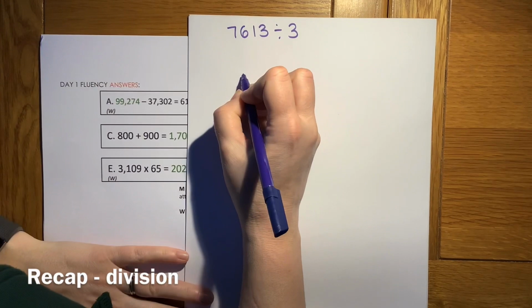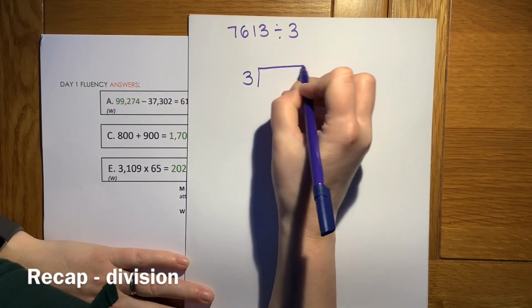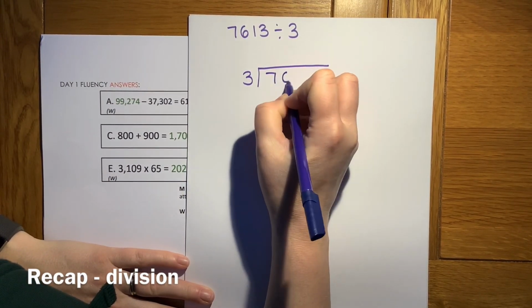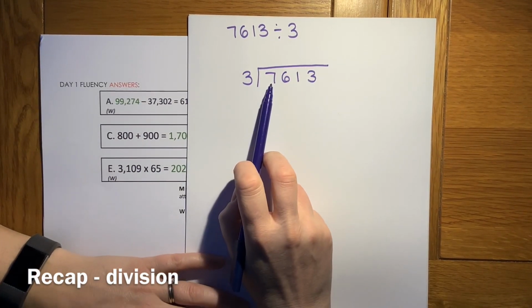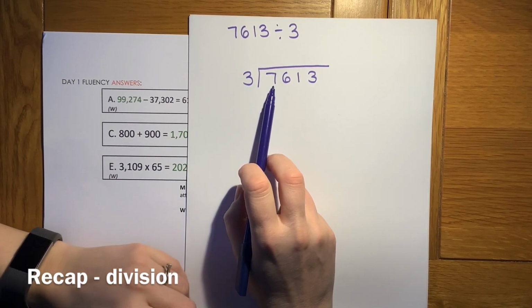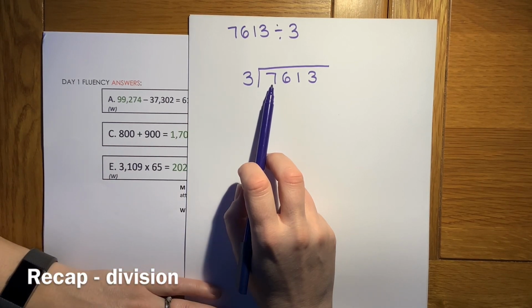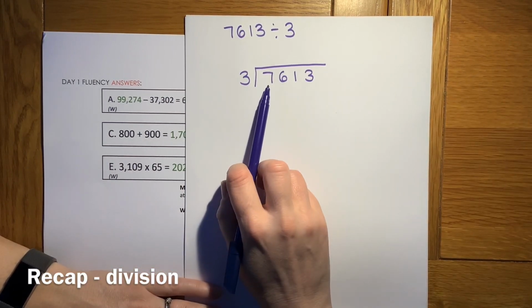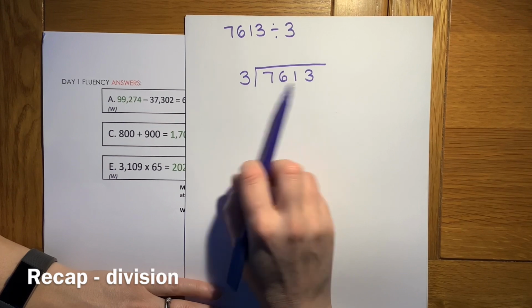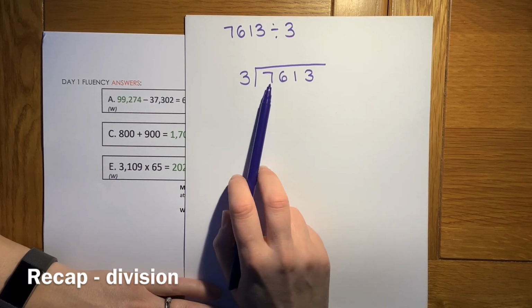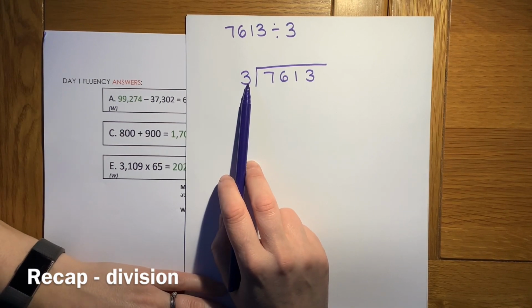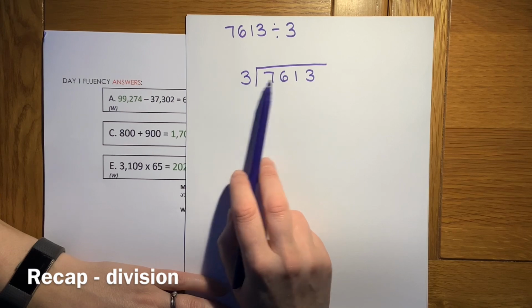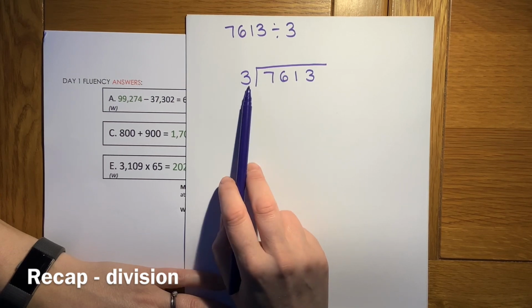So, first of all then, 3 is our divisor, 7,613 is our quotient. So division, if you remember, is the one that works the other way around to all of the other calculations in that we start this end of the number rather than this end, okay? So we start with 7,000s. Okay, we've got 7,000s and we need to share them into 3 separate groups. Now, I know that 7 isn't in the 3 times table, but 6 is.